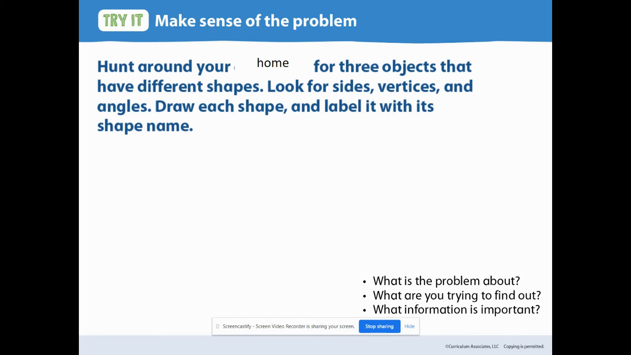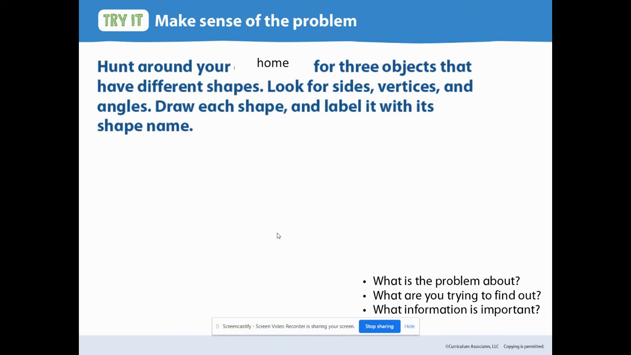Look for sides, vertices, and angles. Draw each shape and label it with its shape name. So for example, I found my remote, and my remote is like a rectangle. I found a coaster. A coaster is something you put your drinks on, and it is a square. And you know what? I happen to have half a sandwich in my refrigerator from lunch yesterday, so that's a triangle. So I found 3 different shapes. So I would draw them down here.